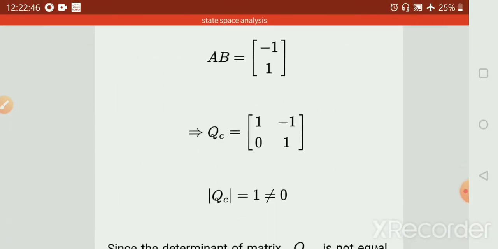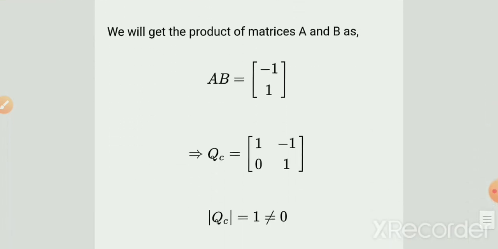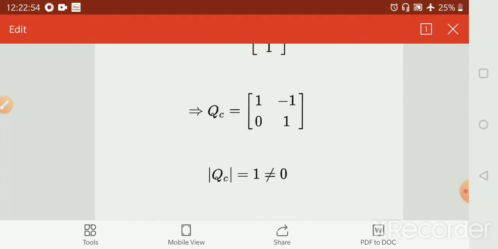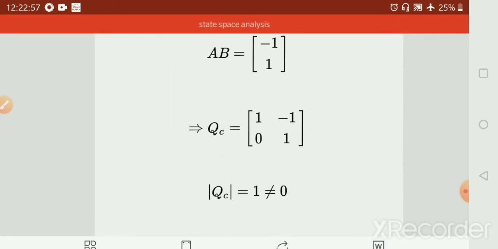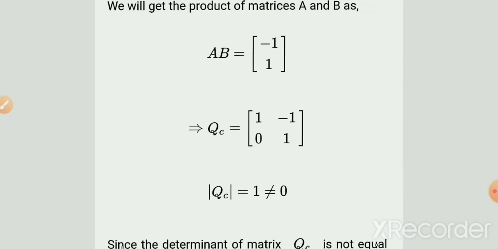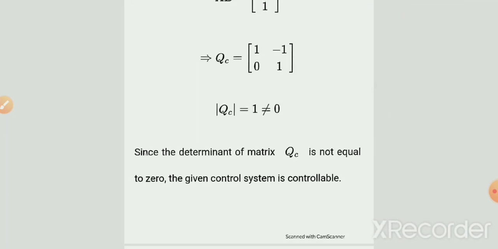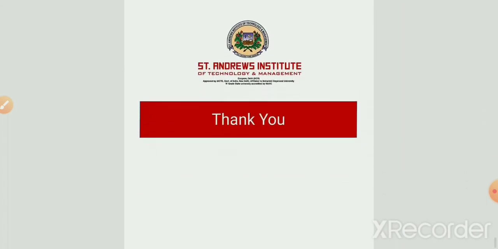Now Qc is [B, AB]. So here we place the value of B, which is [1, 0], then [-1, 1]. And if you calculate the determinant of Qc, it is 1, and we can say it is not equal to 0. So this system is controllable because Qc is not equal to 0. So by this we can calculate whether the system is controllable or not. Thank you.